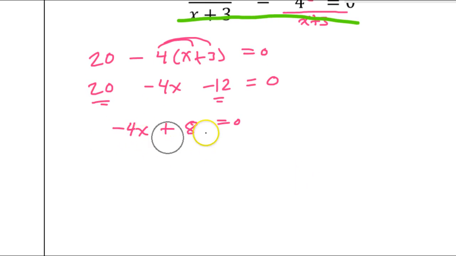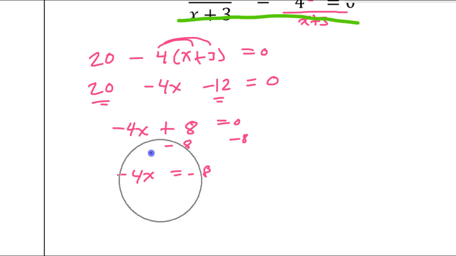I could do a GCF or something, but using our Algebra 1 skills, we might as well just get x by itself. So negative 4x is equal to negative 8, dividing both sides by negative 4. We get x is equal to positive 2.